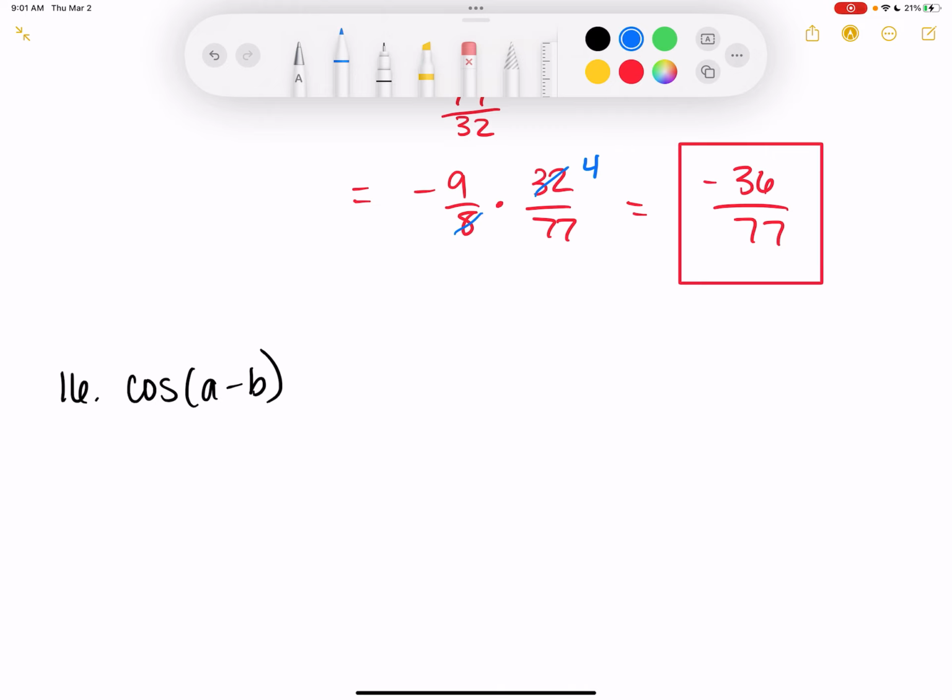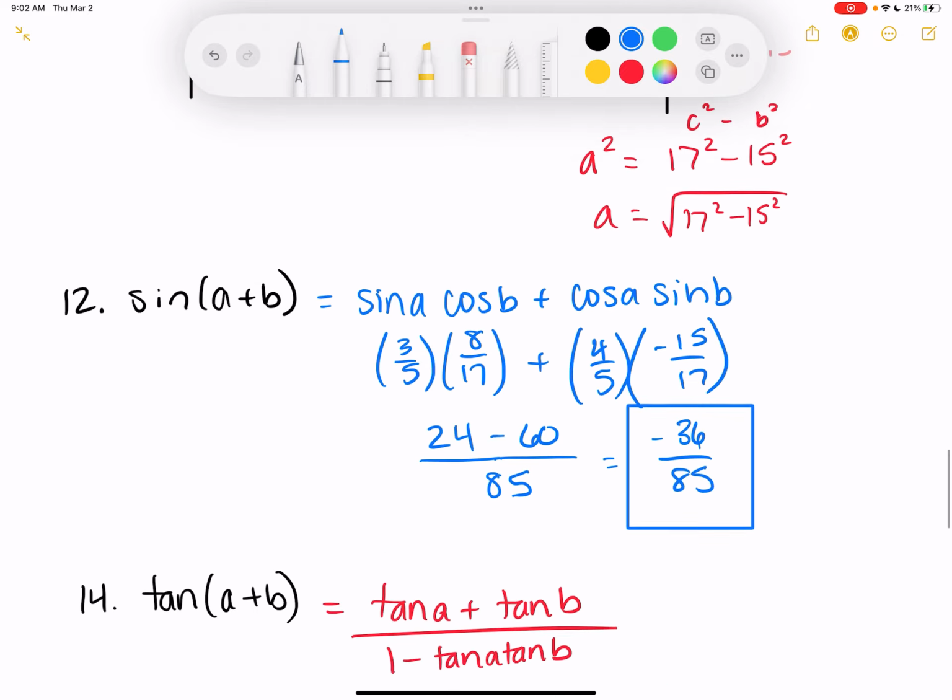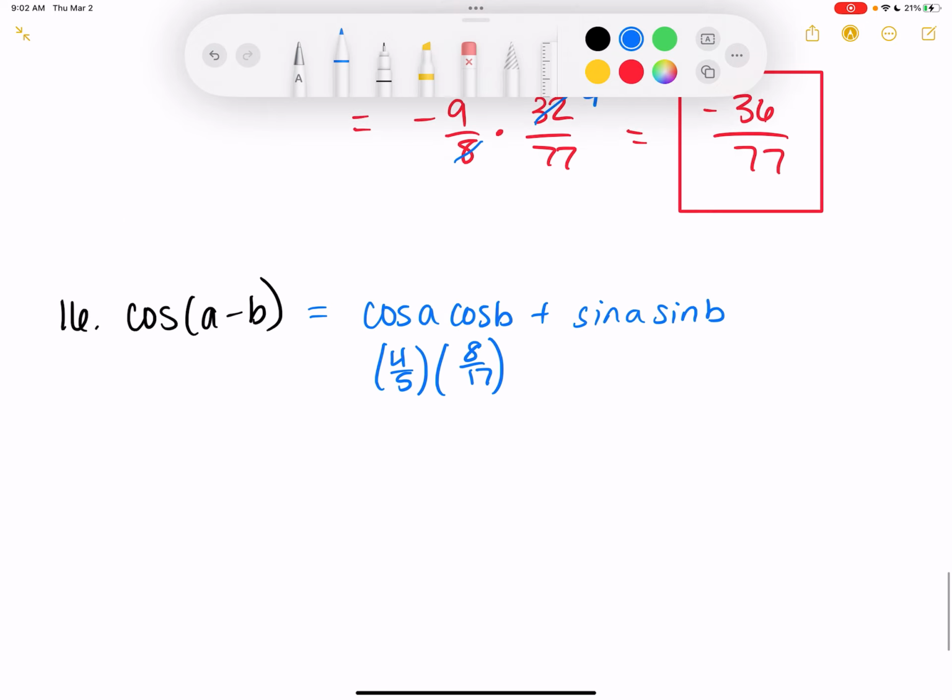All right, what's our formula for cosine of A minus B? Cosine A times cosine B plus sine A sine B. So cosine A was 4 over 5. Cosine B was 8 over 17, right? Was that negative or was it? No, it was positive. Okay.